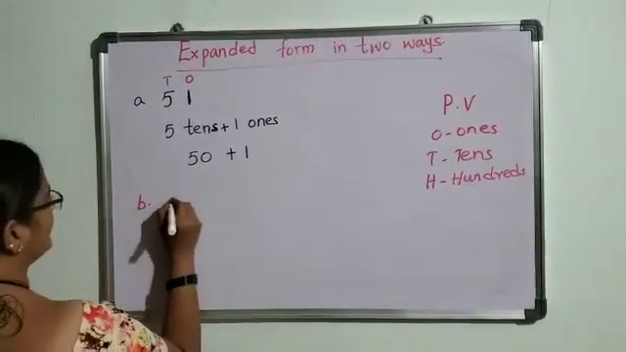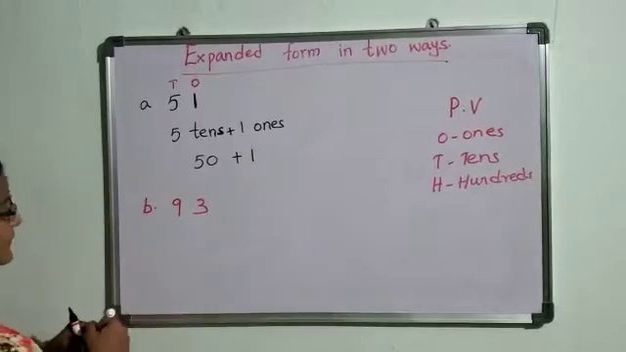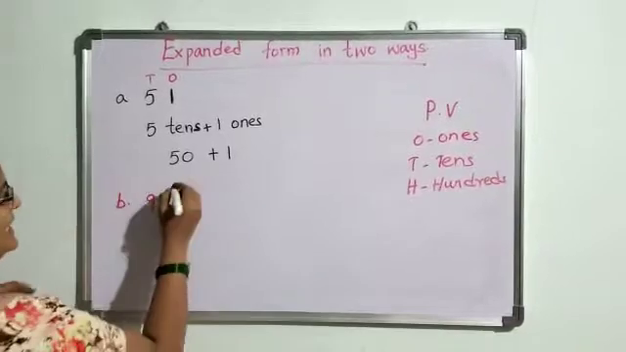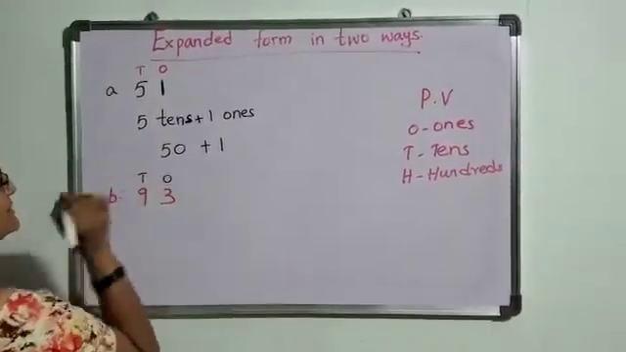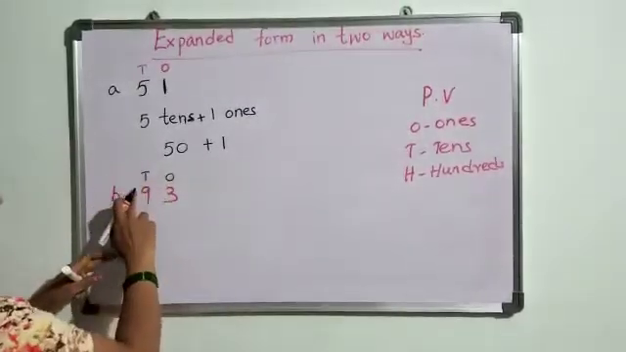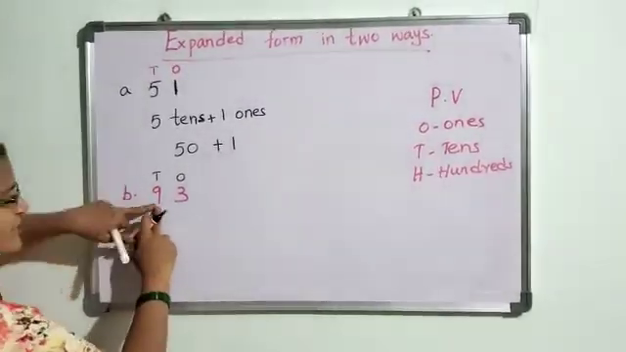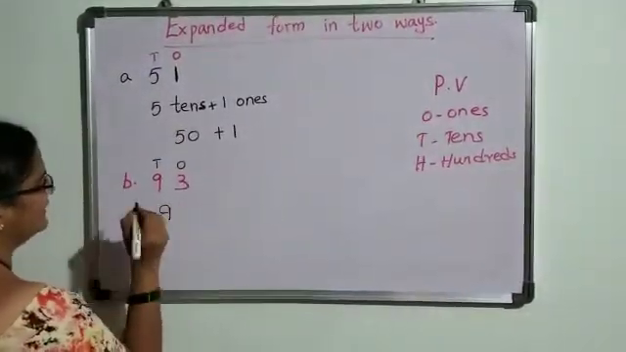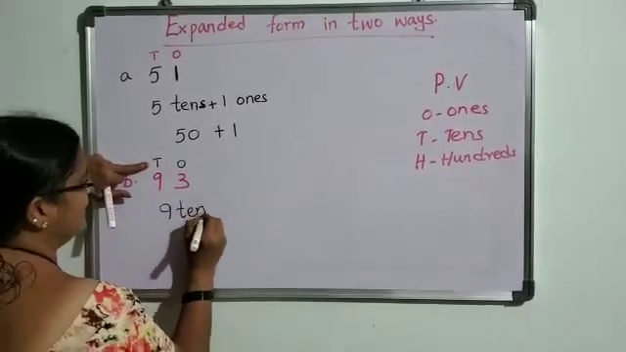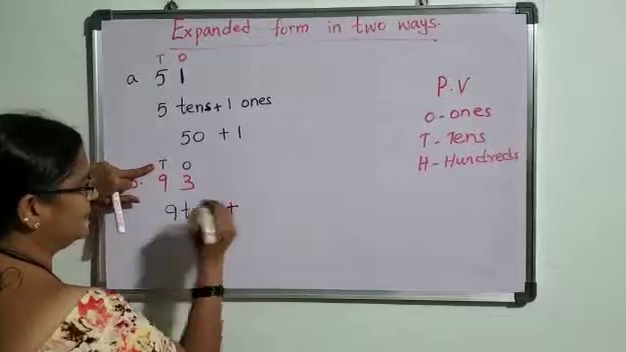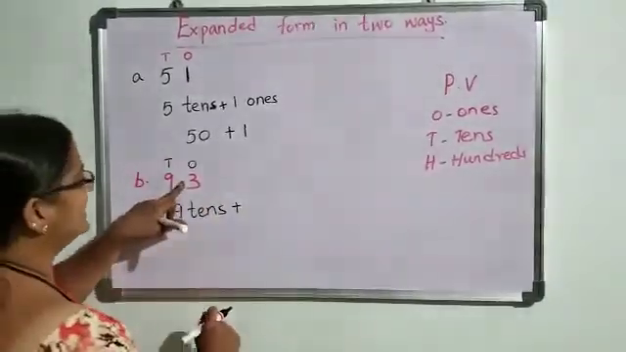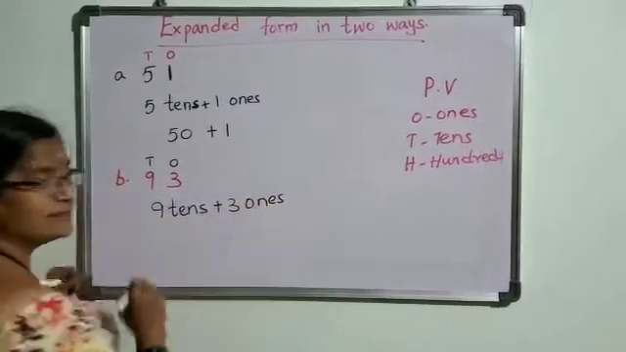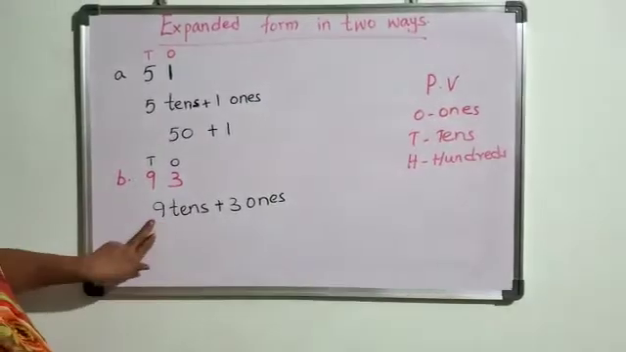Understood? Now, one more I will tell you. Next one, 93. Now, first thing, what should you do? Write the place values. Ones, tens. Now, again start from here. 9 is in which place? T for tens. 9 tens. T-E-N-S. Tens. Plus 3 is in ones place. 3 ones. Got it? So, this is the first way.